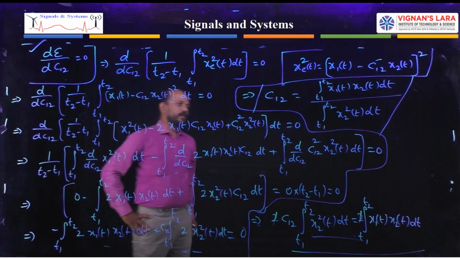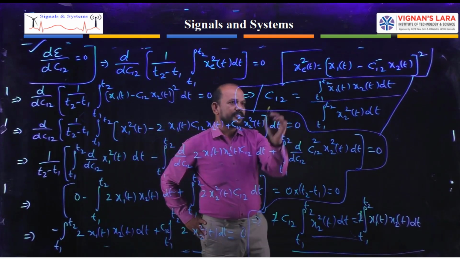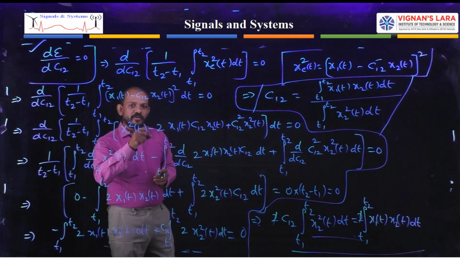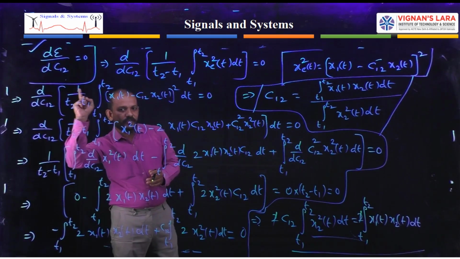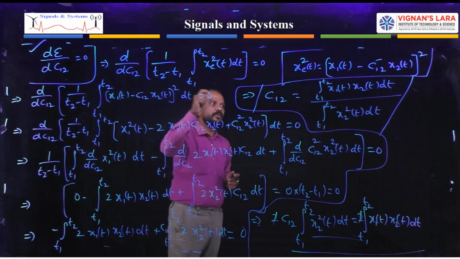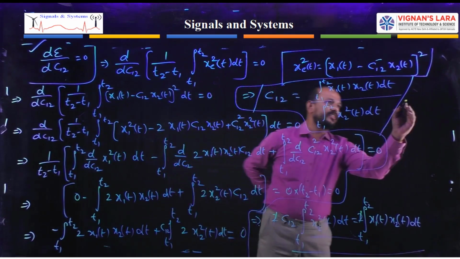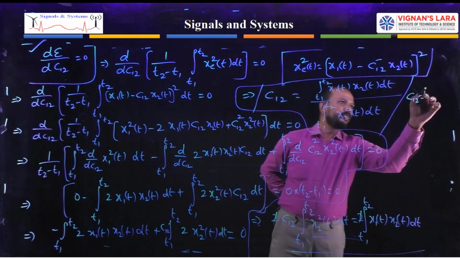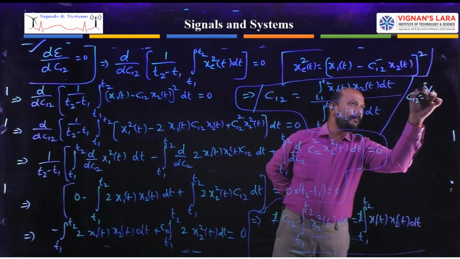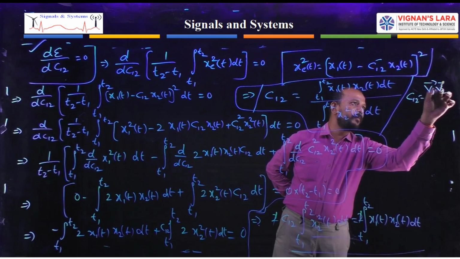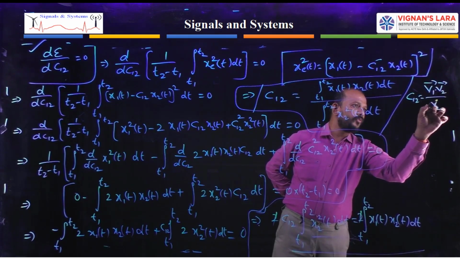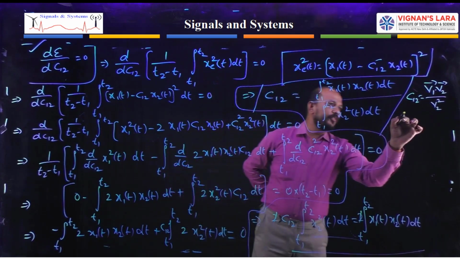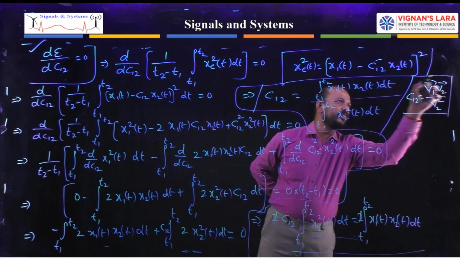C12. Now we have to go for the next thing. We already found the value of C12. What is the value of C12 in the case of vectors? You already know. In the case of vectors, the value of C12 will be equal to V1 bar dot V2 bar by V2 square. I already explained this to you. So this is the equation of C12 in the case of vectors.